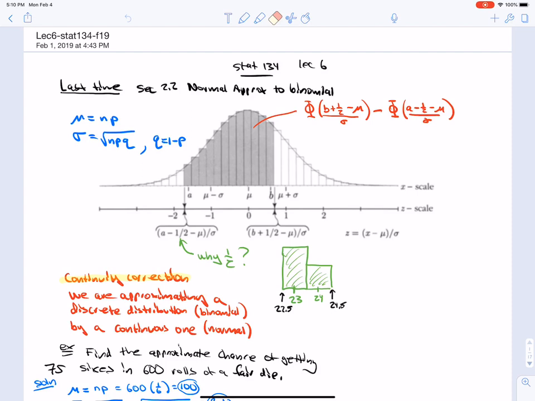A and b are in the middle of the block, and each block has width 1. So we need to start 1/2 to the left of a and 1/2 to the right of b. And so in standard units, we take b plus a half minus mu over sigma, find the CDF of that, and subtract a minus a half minus mu over sigma, the CDF of that.